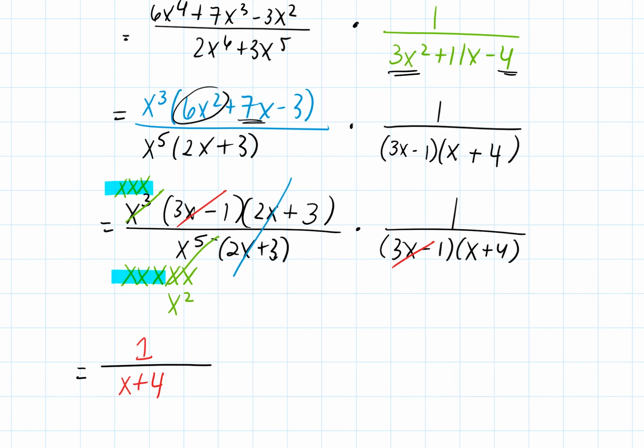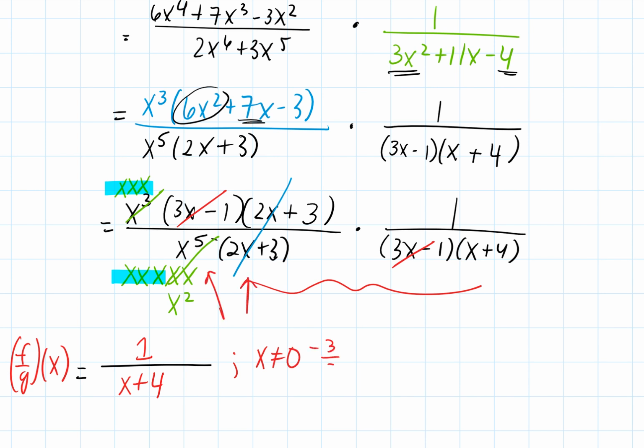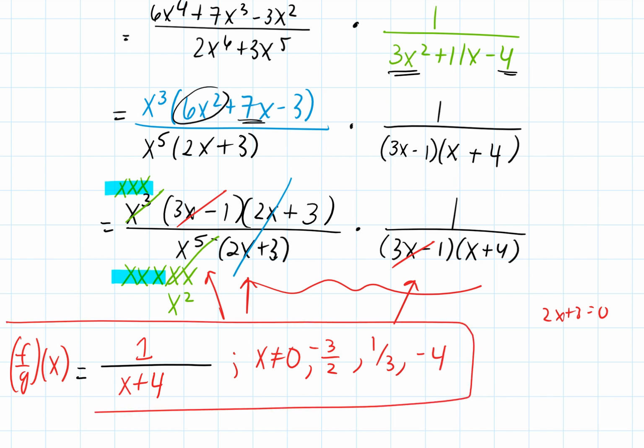Let's also list out our restrictions of the function. We'll look at the unsimplified version. We can see x can't be 0. That'd make that 0. x can't be negative 3 halves. If you're not sure, set 2x plus 3 equal to 0 and solve. x can't be positive 1/3. x cannot be negative 4. So here is our final answer.